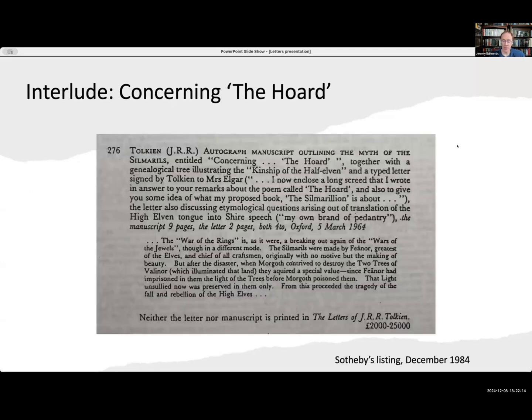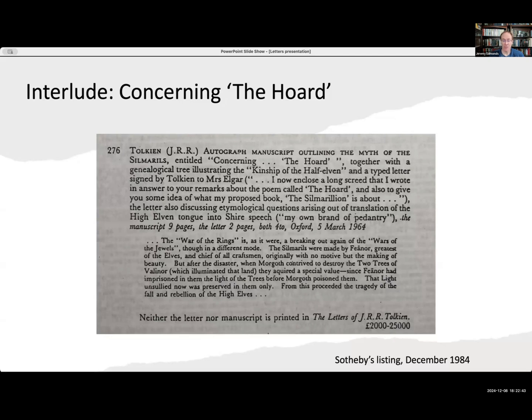One example I want to walk through, that I found very interesting, is the letter and associated documentation that Tolkien had sent to Mrs. Elgar. We know about this letter as number 255 in Carpenter's book, but that only contains 2 paragraphs that were discussing some of the background on the poem of Festiticolan, and that's it.